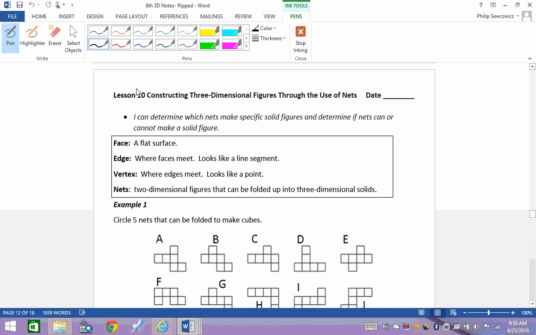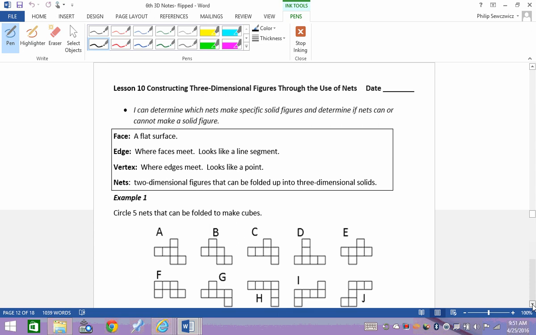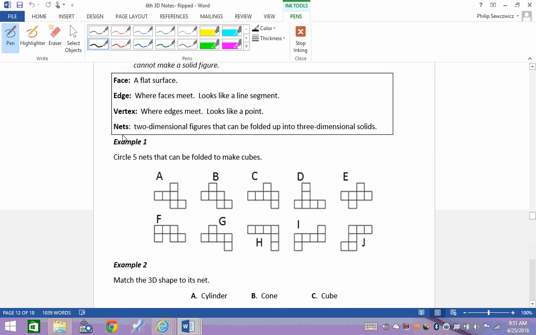So anyway, okay, lesson 10. We are visualizing here, constructing three-dimensional figures using nets. And all a net is, sorry about that, is a flat surface that can be folded up into a particular shape. So vocabulary words here. There it is, nets. It's a two-dimensional figure that can be folded into a three-dimensional solid.